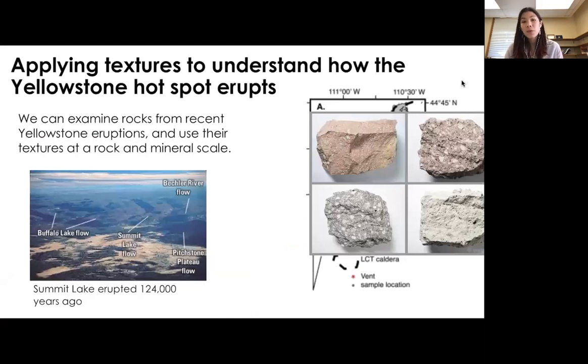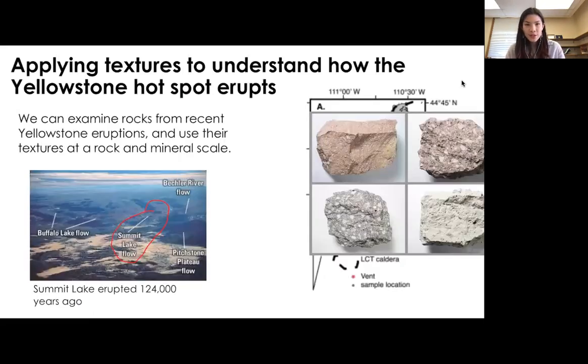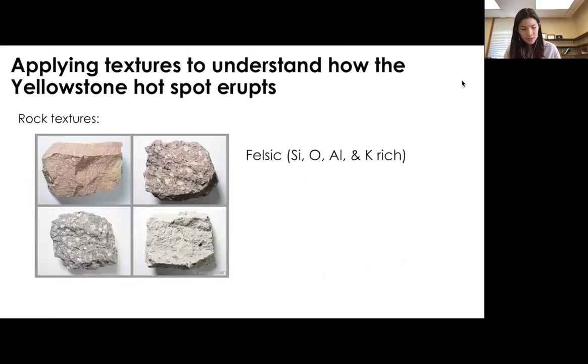And we can use rocks from the recent Yellowstone eruptions to try and figure out how those eruptions proceeded and whether or not they represent significant hazards. So we're going to be looking at some data from a recent study that looked at the Summit Lake flow of the Yellowstone hotspot. The Summit Lake flow erupted about 124,000 years ago. We can use the rock textures within this flow to say something about how it erupted. And so in this next slide, we can do that.